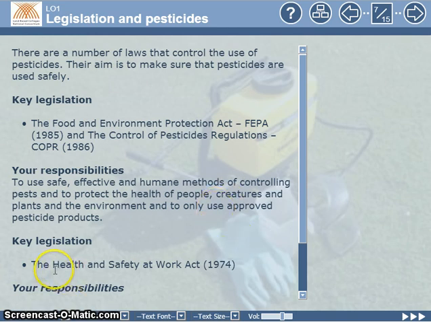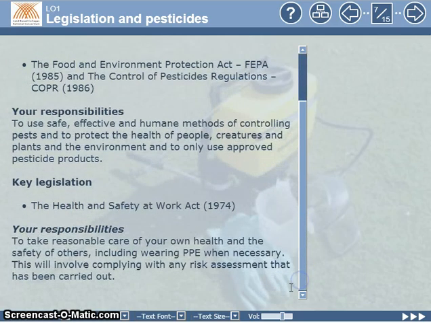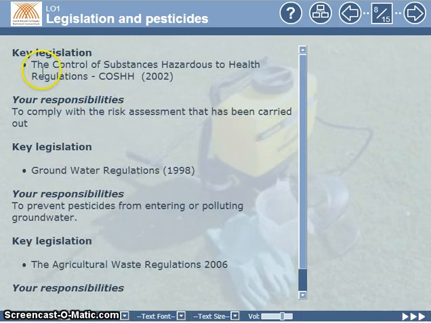Key legislation, also the Health and Safety at Work Act 1974, and your responsibility is to take reasonable care of your own health and the safety of others, including wearing PPE where necessary. This will involve complying with any risk assessment that has been carried out. Other key legislation, the Control of Substances Hazardous to Health Regulations, also known as COSHH, which came in 2002. Your responsibility for this is to comply with the risk assessment that's been carried out.